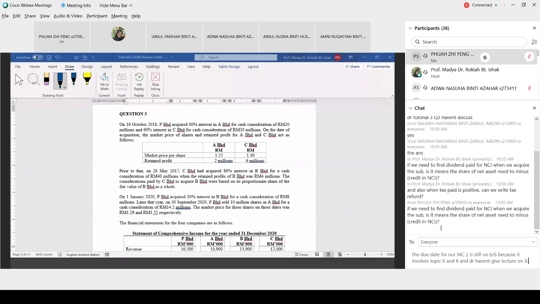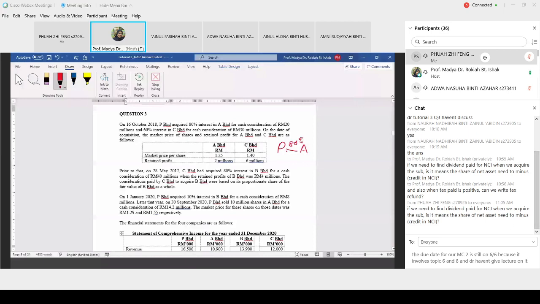Okay, so look at question 3 first. For question 3, this is what you have. P acquired A, 80% interest in A, for cash consideration of 20 million, and then 60% interest in C. On the day of acquisition, this is the market price of A, B, and C. So A is RM1.20, C is RM1.40.